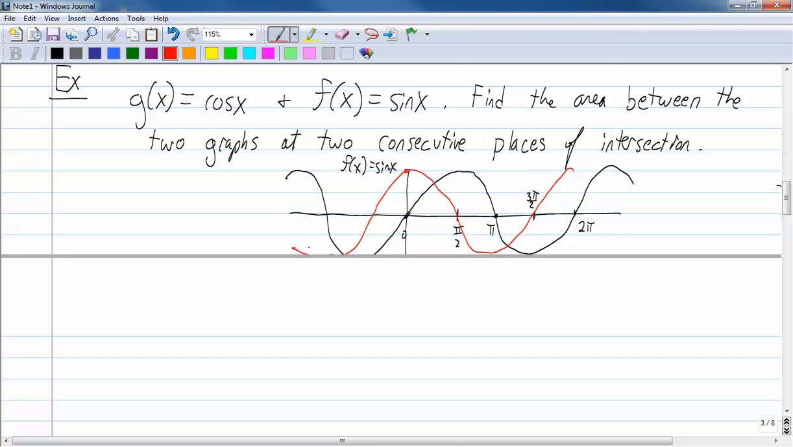Alright, so what we want to do for this problem is find the area between the two graphs at any two consecutive places of intersection. So if I could choose any two, I usually choose positive ones, and I usually choose the first ones. That way I know that I'm dealing with the smallest values possible that are going to be positive. At least some of the values will be. So what places are we talking about? The places of intersection. So the two graphs intersect here, and the two graphs intersect here. Okay? Now what x values are those? I'll have to figure out.